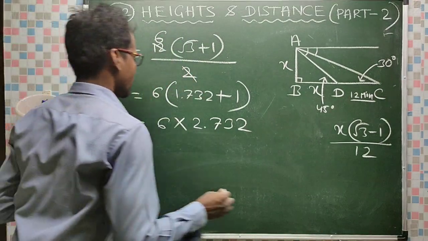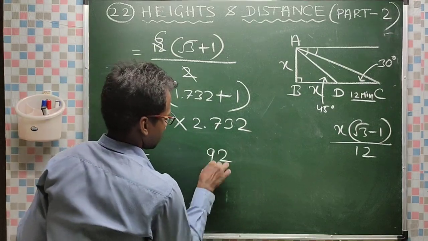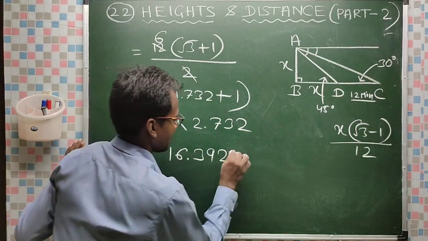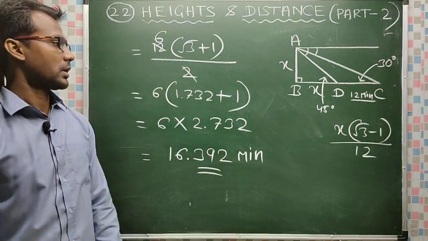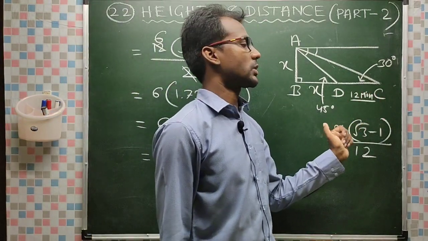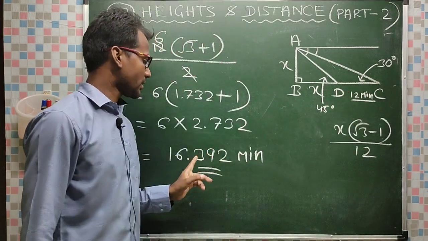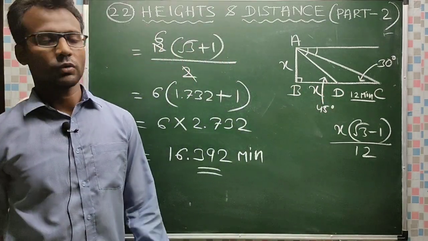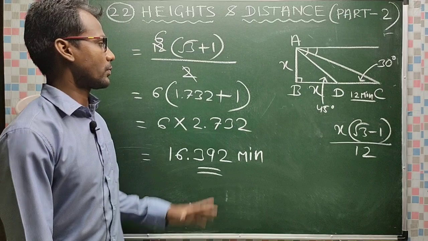6 into 2.732 is equal to 16.392 minutes. So if the car is moving at a uniform speed and if it takes 12 minutes to move from C to D, then it will take 16.392 minutes to move from D to B. So this is the time required by the car to move from D to B or reach the base of the tower. I hope you have understood this part.